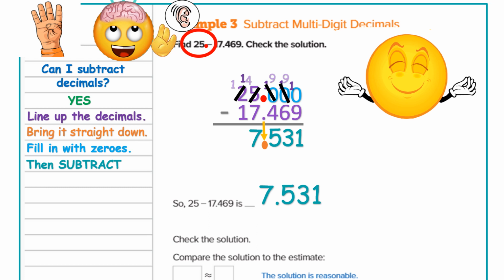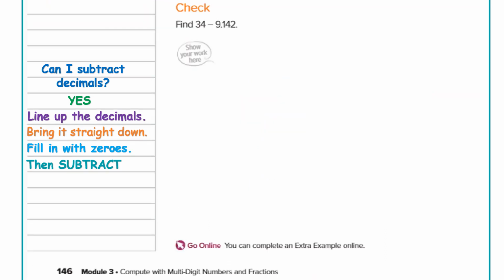So when I subtract 17 and 469 thousandths from the whole number 25, I get an answer of 7 and 531 thousandths. That's your answer. Are we good? Well, let's check it. You do one and come back and check your work with me.